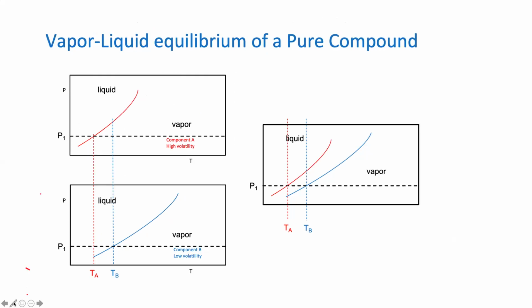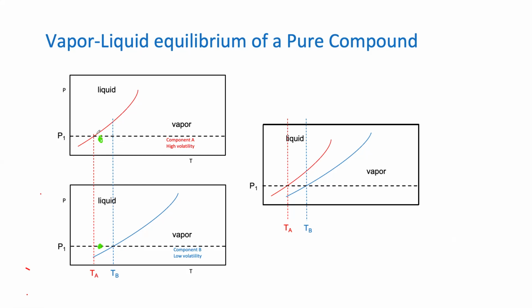Maybe change the color. Okay, so let's say, for example, let's have a look at this T over here, the green one, this point and also this point. Okay, A, what is the phase of A at this point? Is it vapor or liquid? Vapor. Vapor. How about B? Liquid. Liquid. Okay, so that's why A is more volatile compared to B.